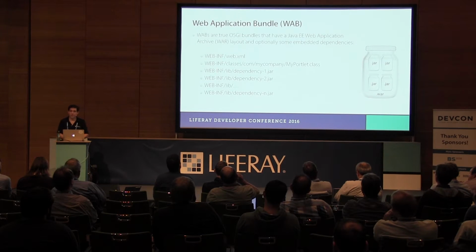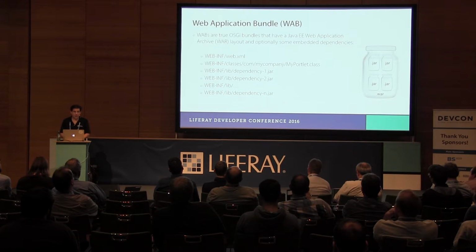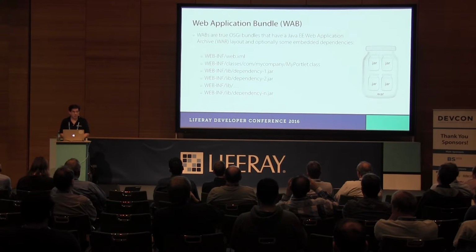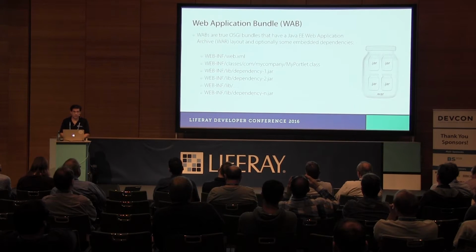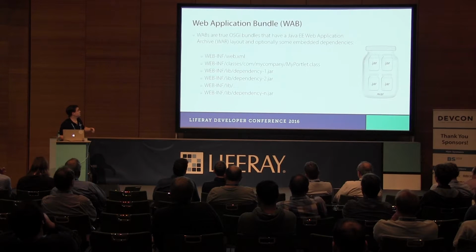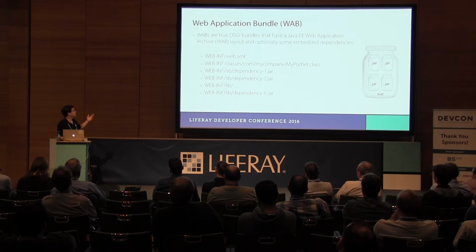So let's talk about a WAB. That's in the title of this talk. WABs are true OSGi bundles. And they have a Java EE web app archive layout, so it's a very familiar layout if we're a Java EE developer. And optionally, they have some embedded dependencies. So a WAR is just a jar, really, only a little more so. And it has a specific layout. It'll have a WEB-INF folder with a web.xml descriptor. Nowadays, that's optional. The compiled classes will be under WEB-INF/classes, and then maybe we'll have some embedded dependencies under WEB-INF/lib. So we're all familiar with this type of project.